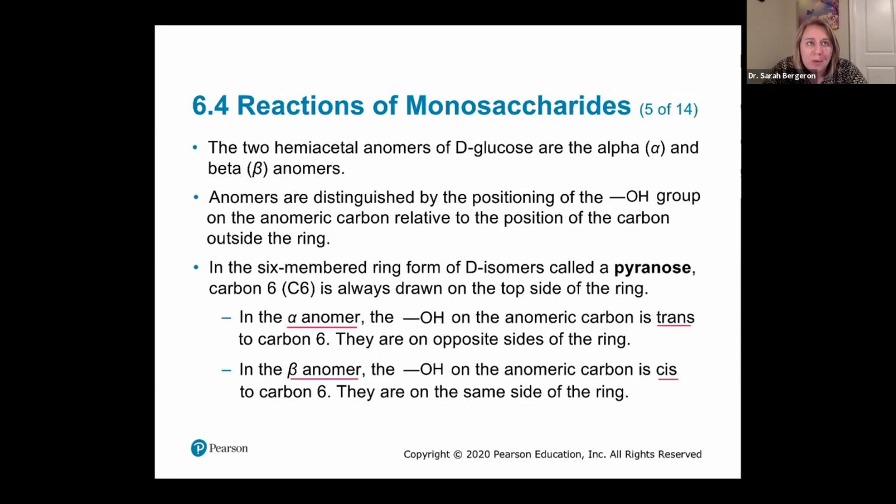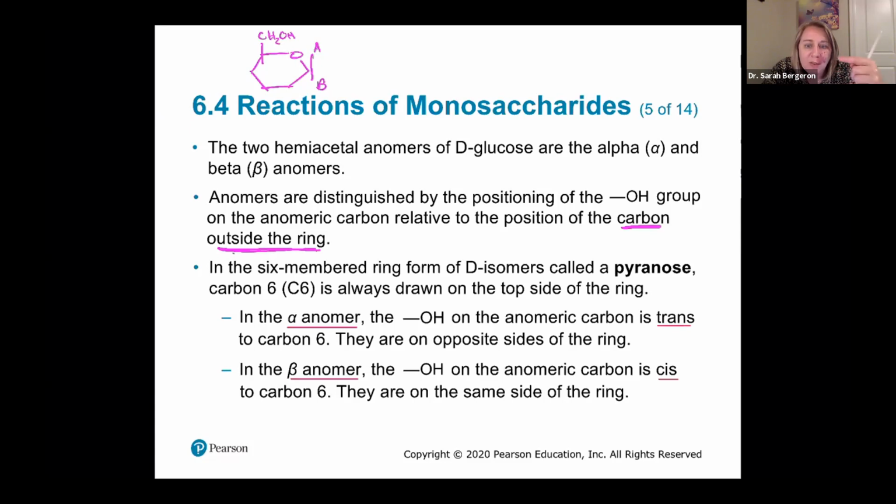And how do we know what we're comparing it to? We're comparing it to the position of the carbon that is on the outside of the ring, right? So we had our basic structure sort of like this. We had our hydroxyl either at position A or position B, and this was our CH2OH. Depending on whether that hydroxyl is in position A or position B, that's going to tell you if it is an alpha or a beta anomer.